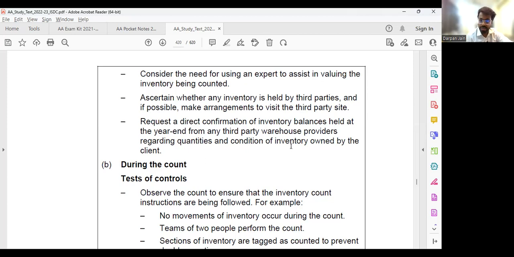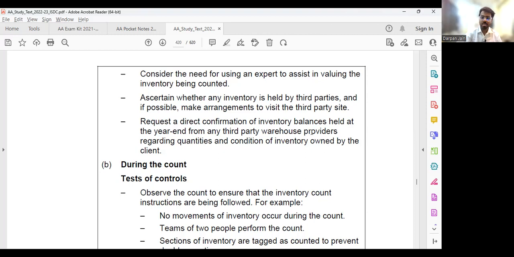This can be a possibility, right? Sometimes you don't have enough space in your own company. So you will give your inventory to a third party warehouse, and that warehouse is keeping the inventory of the company. So you can get a confirmation from that third party warehouse. Great.